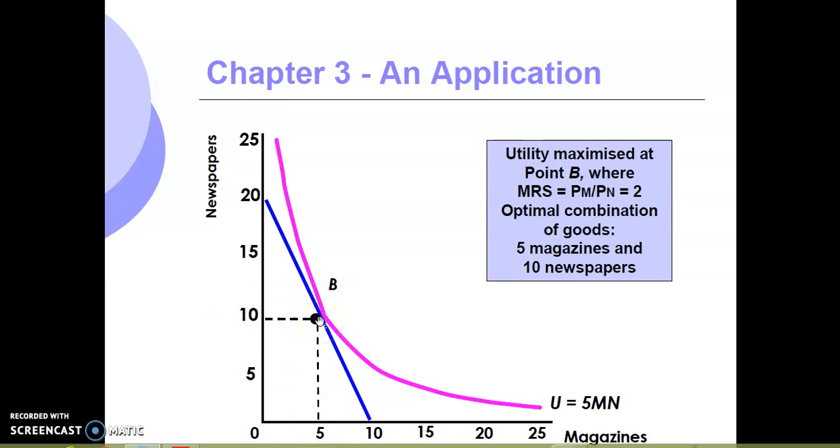So given Max's budget constraint, he had an income of 200 and the prices of the two goods. This is the optimal combination of magazines and newspapers to satisfy him.